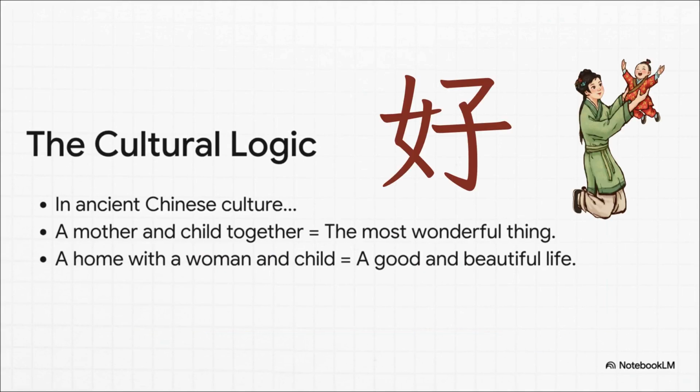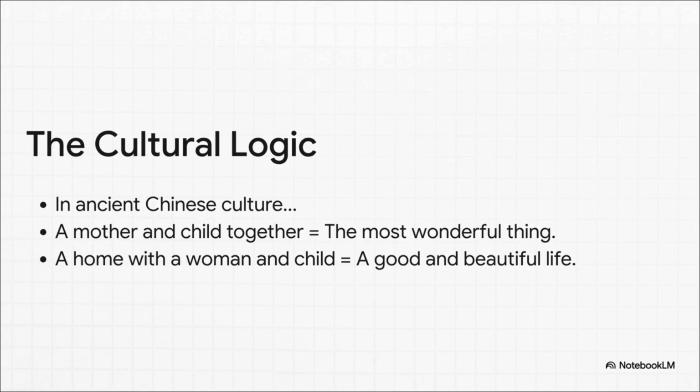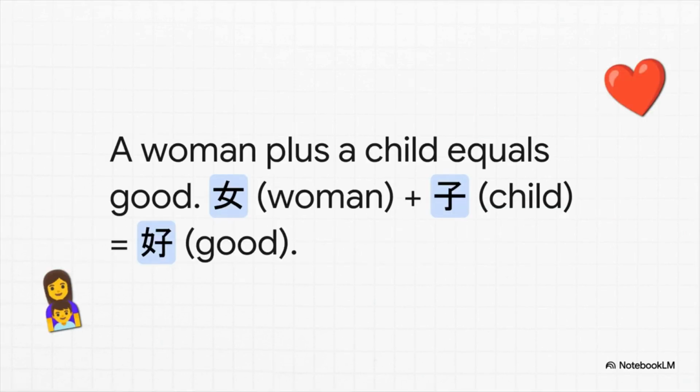This shows you the cultural logic that's literally baked right into the character. From that ancient point of view, what was the absolute best, the most good thing you could possibly imagine? It was the sight of a mother with her child. A home that had both was seen as complete, harmonious, and just fundamentally good. And this just sums it all up so perfectly. A woman, nu, plus a child, zi, equals hao, good. It's this beautiful, powerful piece of visual poetry. And once you see that simple equation, the character's meaning is pretty much impossible to forget.